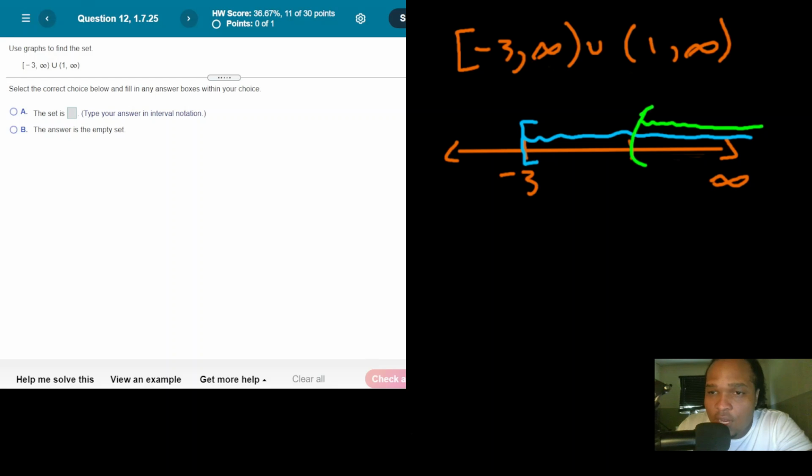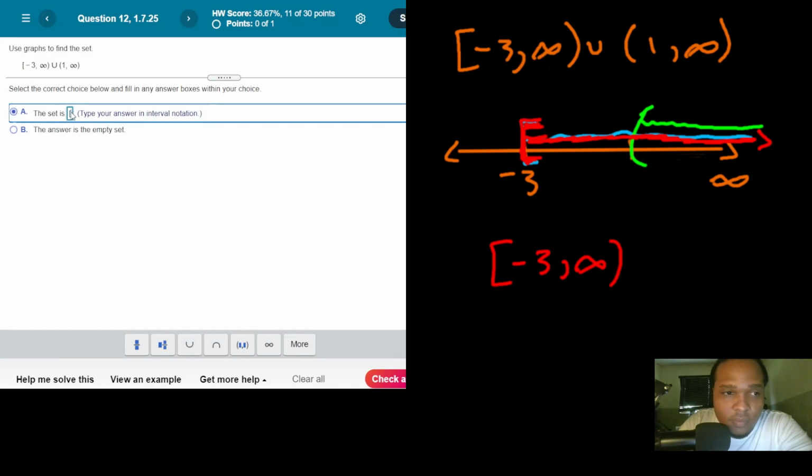We want the union, and as you know, the union includes any and all shades. So we have some shaded region here. Let's go ahead and fill that in with red. We have all that. It's going to keep on going, and that's it. So this is negative 3 to infinity. So negative 3 to infinity with a bracket.